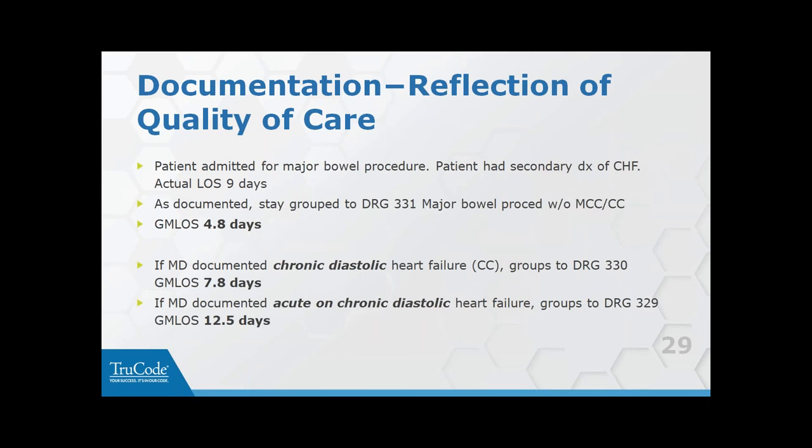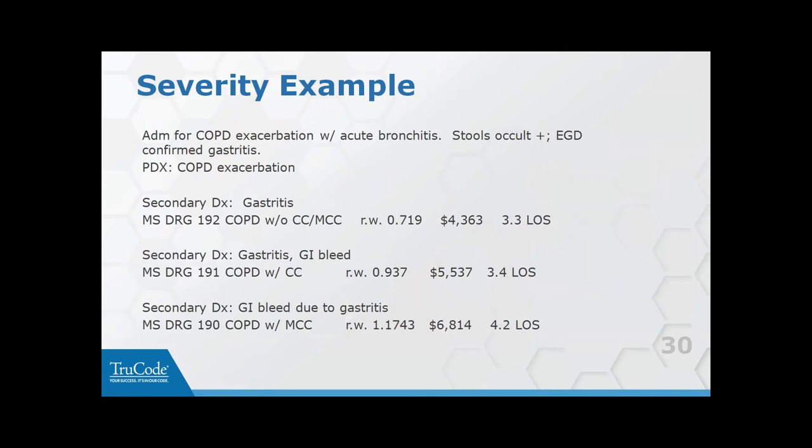And again, we're not treating the patient any differently. You can see this person actually stayed in the hospital for 9 days, but the documentation basically is going to be your major bowel procedure without an MCC or a CC. But again, if he gave me more specific information, if it was appropriate, if it's chronic diastolic, that's going to group to a higher weighted DRG. And basically, if it's acute on chronic, if it is that, then it's going to group even higher, and it's going to be able to reflect more appropriately the level of resources needed to take care of this patient.